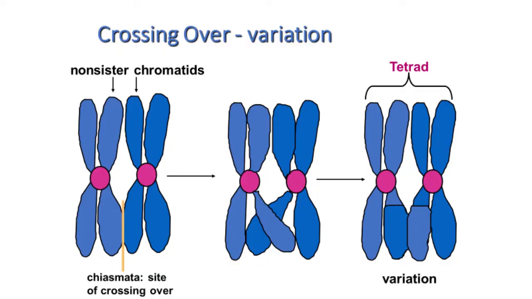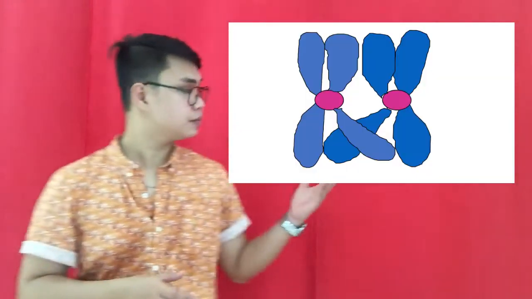Now let's go to the most important event that occurs in prophase 1, the crossing over. Crossing over is when segments of non-sister chromatids break and reattach to the other chromatid. It is where the exchange of genes occurs from your parents, specifically from your mother and from your father. The site of the crossing over is what we call chiasmata or chiasma. It is where the crossing over occurs. Now this is how the crossing over occurs.